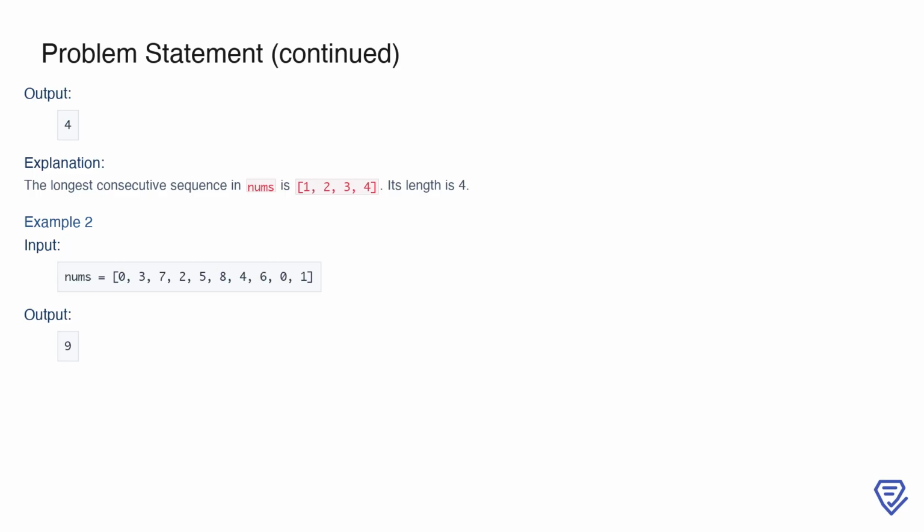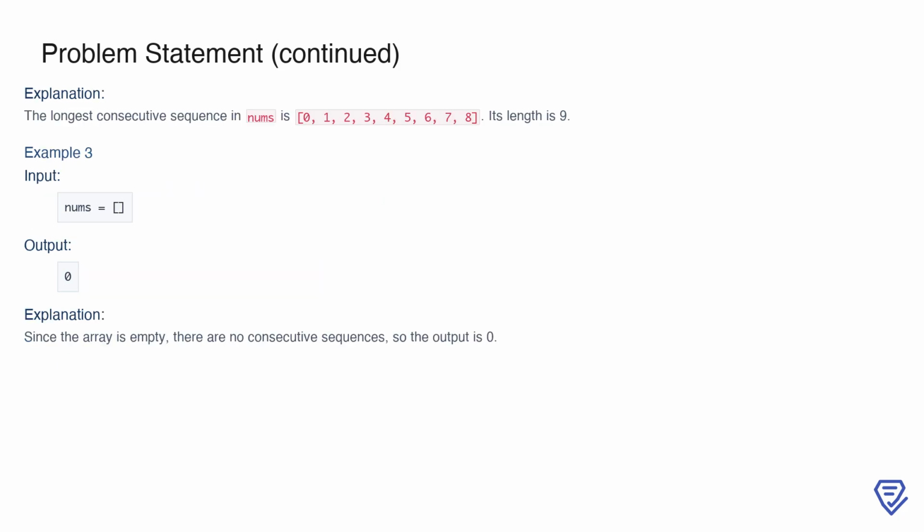Another example is for the input nums equals 0, 3, 7, 2, 5, 8, 4, 6, 0, 1. Here, the longest consecutive sequence is 0, 1, 2, 3, 4, 5, 6, 7, 8, and its length is 9. In the second example, the sequence spans across numbers that are not necessarily adjacent in the array, but together they form the longest consecutive progression. The output is therefore 9.